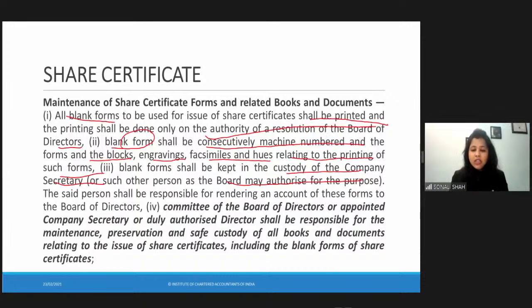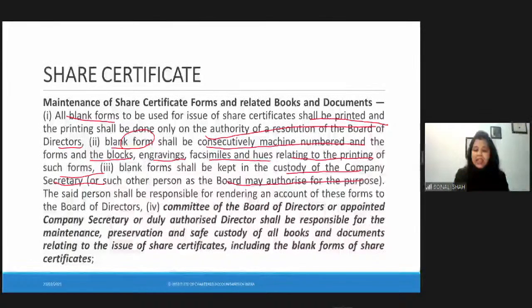And this person who has been authorized will be responsible for rendering an account of these forms. Rendering an account of these forms means लेखा जोखा देना पड़ेगा. 10 फॉर्म आए थे, 4 अलॉट हुआ, 2 बच गए, किसको अलॉट हुआ, किसको इशू हुआ. There has to be an accounting of how many forms were printed, how many were used, how many were not used. All this has to be given. ठीक है.